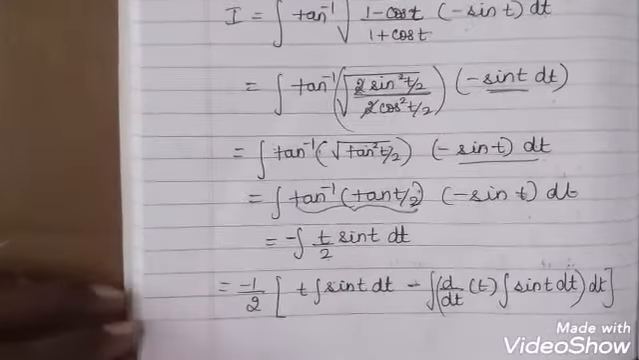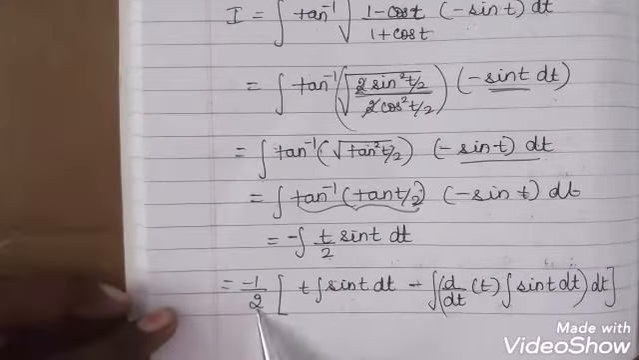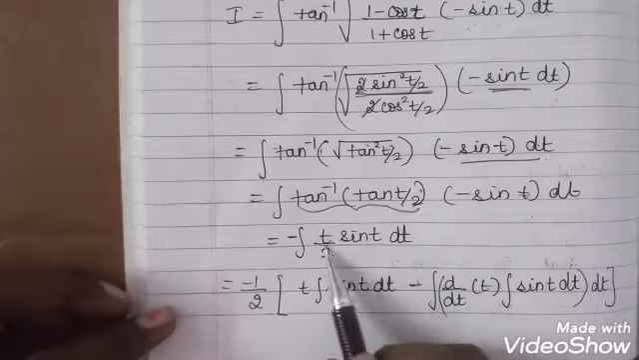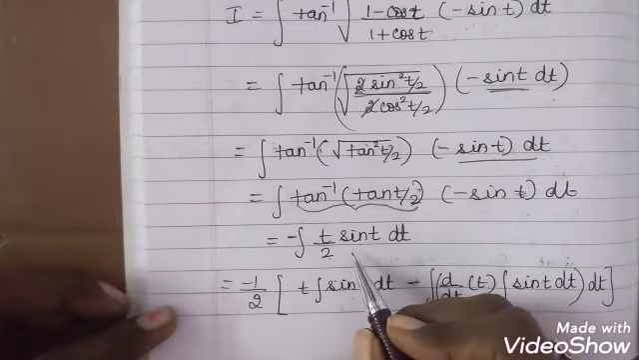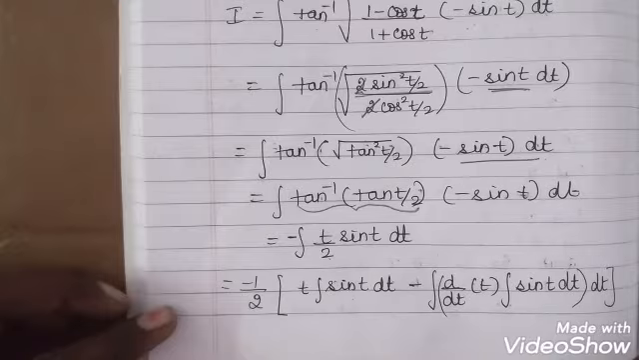Now here this is equal to, I can take minus 1 by 2 outside. Of course I'll have to integrate it by parts only here. So when I integrate it by parts, which is the first one and which is the second one, what will I get here actually?